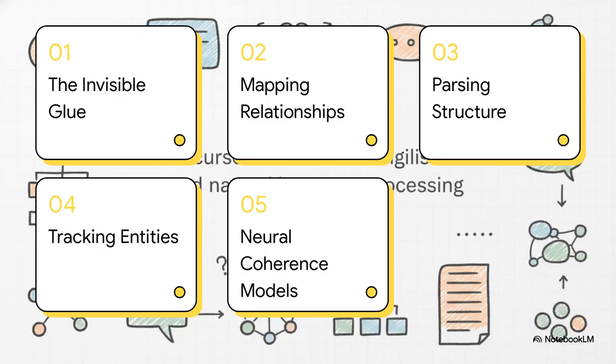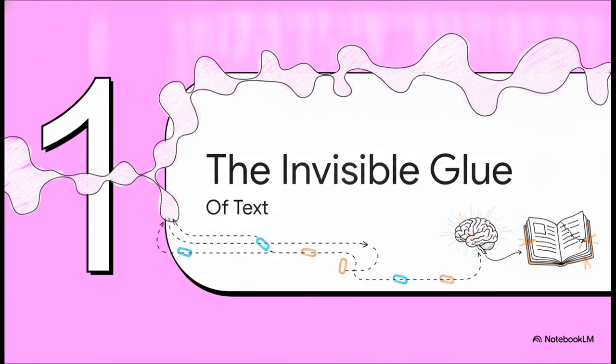Here is our roadmap for solving this puzzle together. We'll start by defining this invisible glue, map out those coherent relationships, learn how to parse the discourse structure, track how we maintain focus on entities, and finally, look at how modern neural networks handle it all today. All right, part 1, the invisible glue of text.